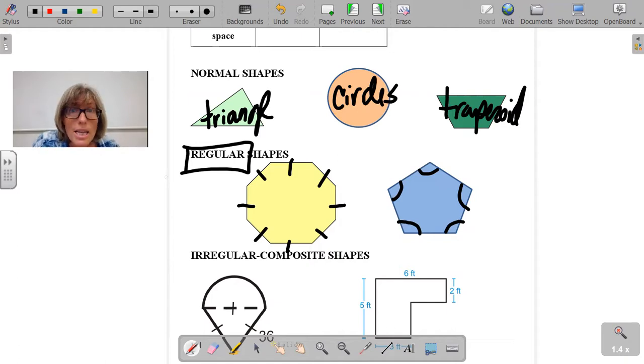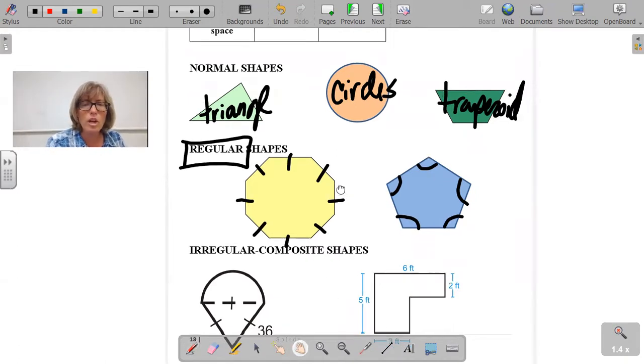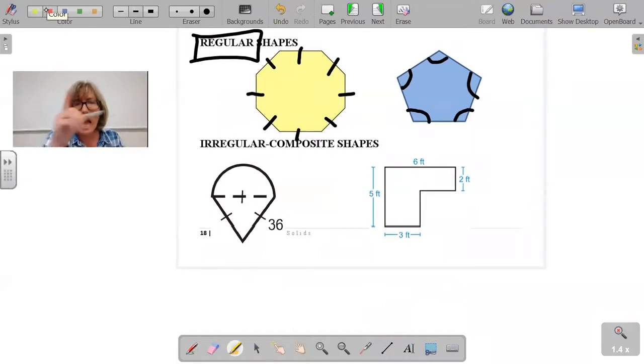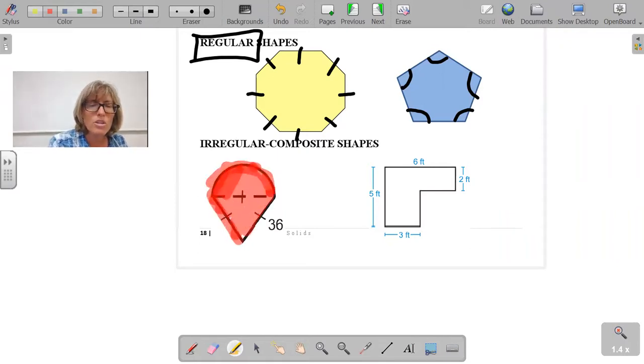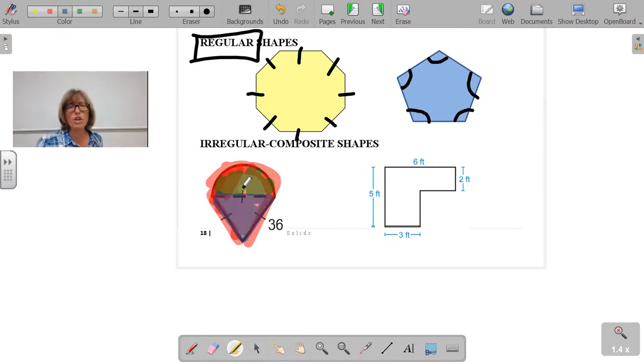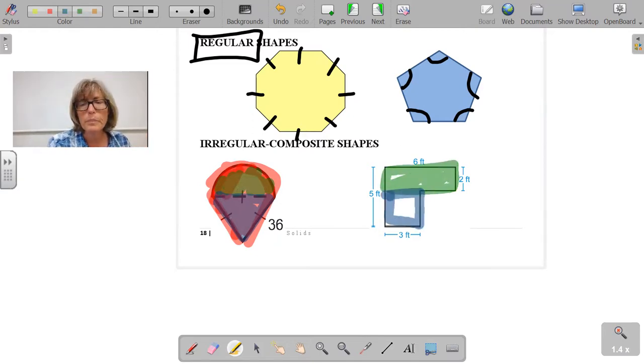Then we have what's called composite shapes. Composite shapes are shapes that are made up of other shapes. For example, in this entire singular shape, if you were to see it as a singular shape, you have a semicircle and, of course, a triangle. So the composite shape is made up of multiple shapes. Here, of course, we have two different rectangles. So composite shapes are made up of other shapes put together.